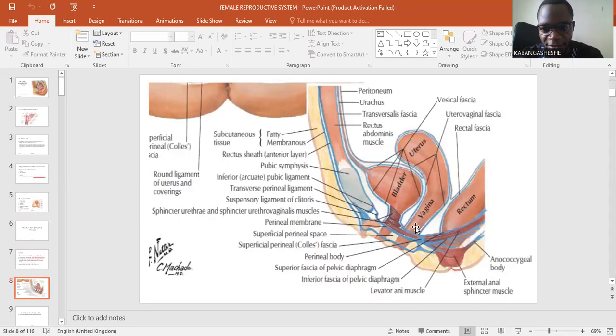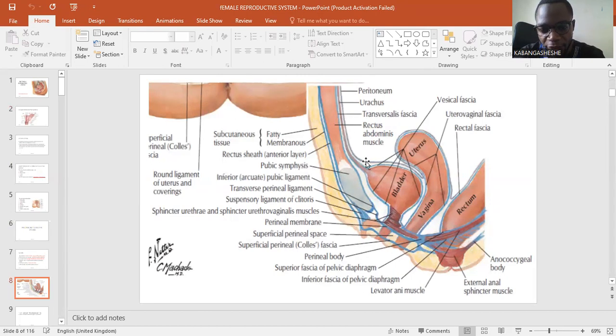So that's the vagina there, as we are seeing. First of all, I'd like to mention the peritoneum. This is a membrane that covers the abdomen. It is divided into two parts: the inner peritoneum and the outer peritoneum. The inner peritoneum is in contact with the organs of the abdominal cavity, whereas the outer peritoneum lines the walls of the abdomen. We call it the parietal peritoneum. This is the one we are seeing here.